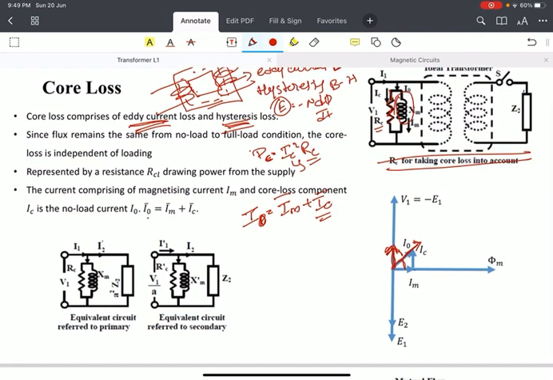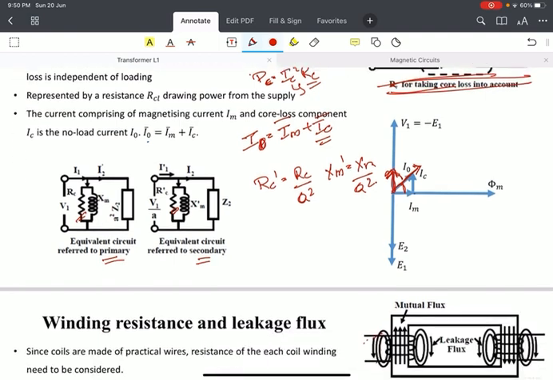So again, the equivalent circuit of the transformer can be referred with respect to primary and with respect to secondary. The only change here is RC. I am including RC in the primary winding. The same RC should be included in the secondary winding in the form of RC dash. RC dash is the primary component referred to the secondary, being part of the impedance, therefore it is equal to RC by A square, as XM dash was equal to XM by A square. Now I have included the core loss component.